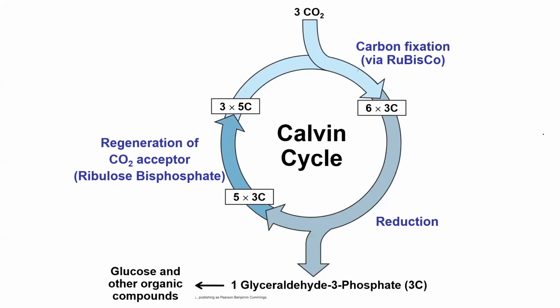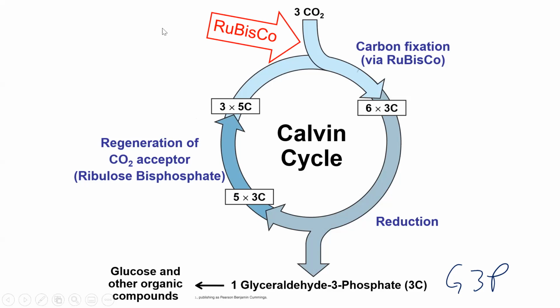So there is the very basic version of this. And like I said, a few names in there to know: Rubisco, RuBP, G3P, or glyceraldehyde 3-phosphate. You can know the acronym, I'm fine with that. And don't forget this enzyme, Rubisco, most important enzyme on the planet.